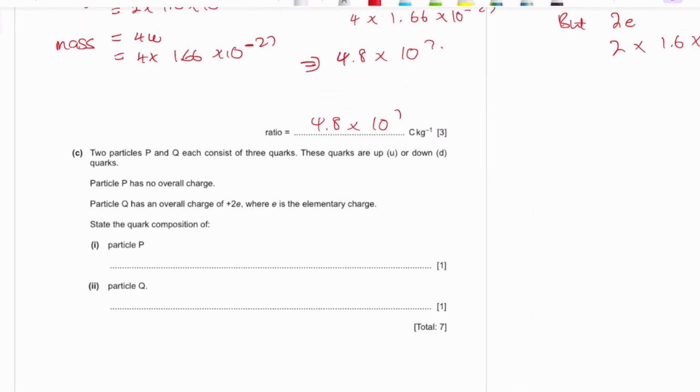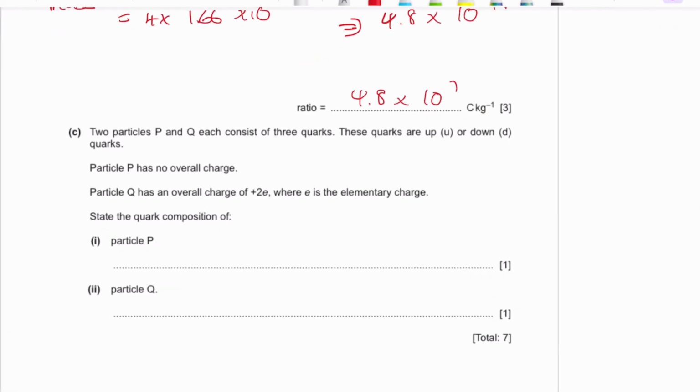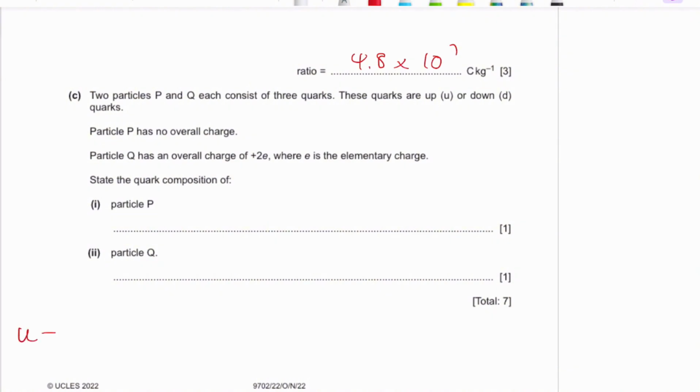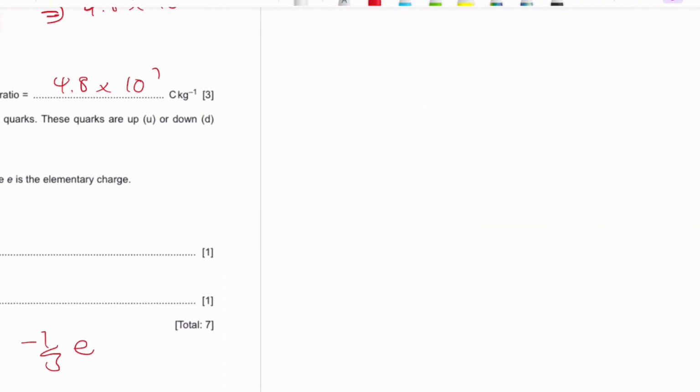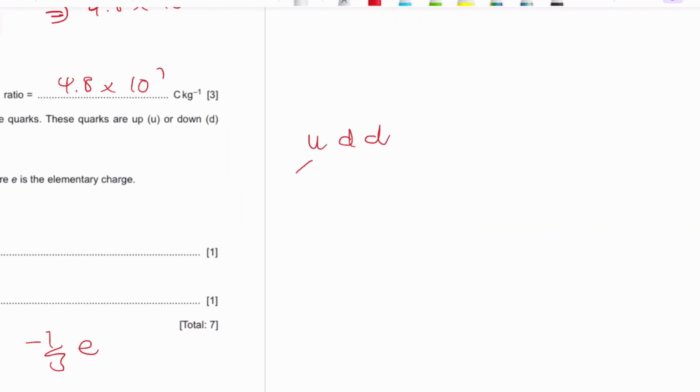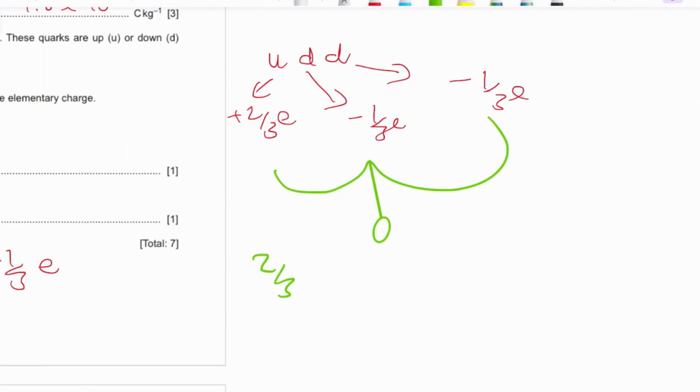We've been given two particles P and Q, which each consist of three quarks, up and down quarks only. An up quark has a charge of plus 2 over 3e. A down quark has a charge of negative 1 over 3e. So if we want a charge of 0, we need an up quark, a down quark, and a down quark, because plus 2 over 3e, minus 1 over 3e, minus 1 over 3e add up to a total charge of 0.